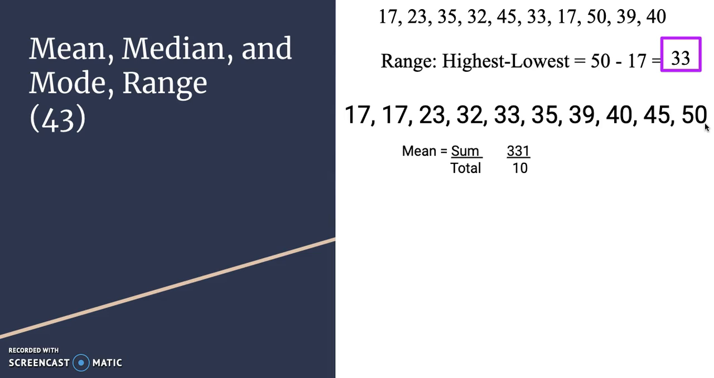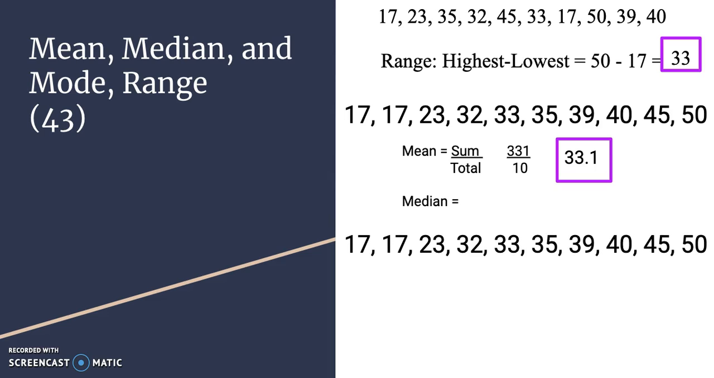The next one is mean. So mean we've done, it's a sum of the numbers you have over the total numbers there. So I added all of these pieces together to give me 331, and then I counted how many are there, which are 10. 331 divided by 10 is 33.1, and that's it. That's my average. That's my mean.